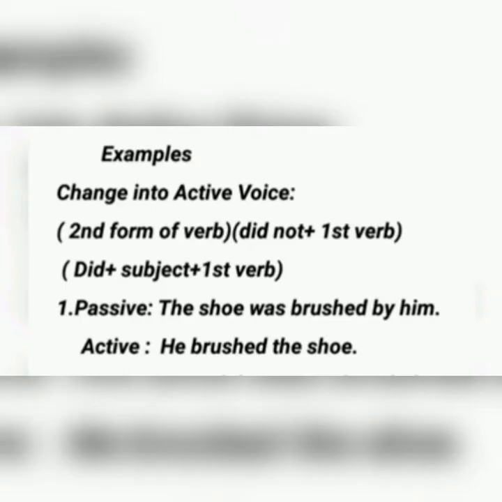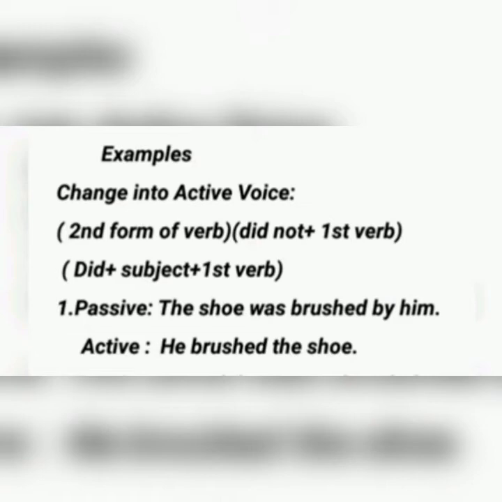We have just learned how to change active voice into passive voice. Now let's learn how to change passive voice into active voice. The formula is the second form of the verb. For a negative sentence, we have to use did not plus the first form of the verb. And for the interrogative, we have to use did plus subject plus the first form of the verb.